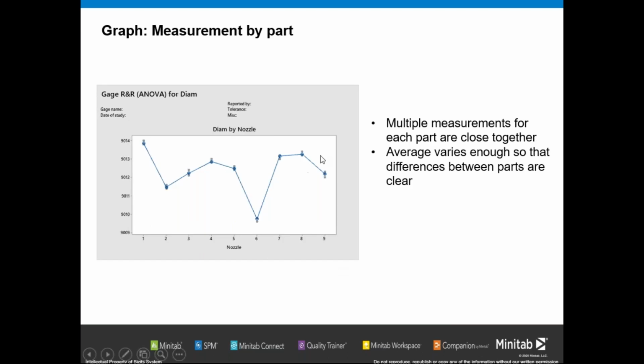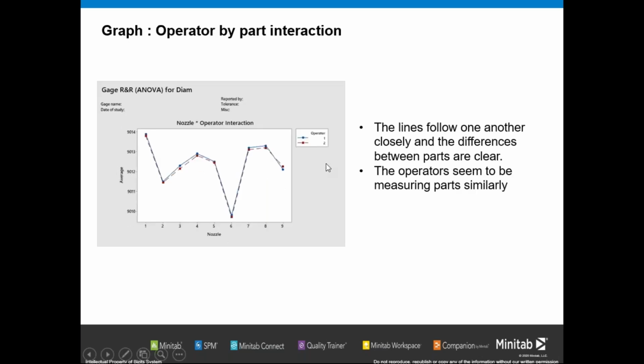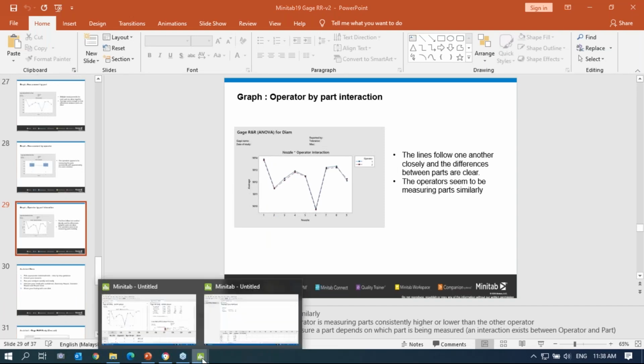Okay, this one is multiple measurements for each part. We have an iPad. The averages vary enough, so the differences between parts are clear. The operator appears to be measuring the part consistently. The lines follow one another closely, and the differences between parts are clear. The operator seems to be measuring parts similarly. So this is the complete set for interpreting the cross validation.